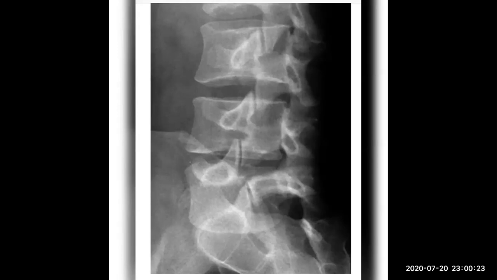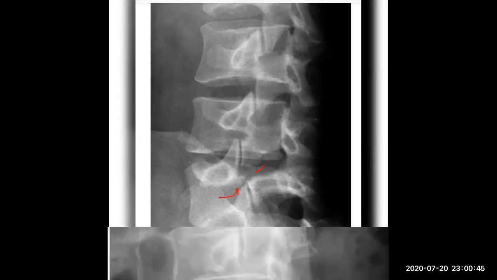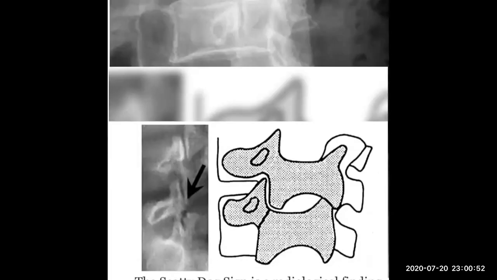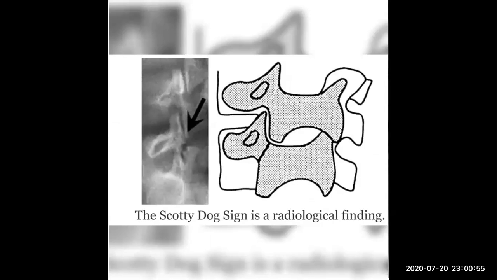Okay, very good. There is a defect in the pars interarticularis. A decapitated Scotty dog. This is a defect here, this is the Scotty dog defect. And this is indicating what? Spondylolysis, very good. This is the Scotty dog here, and this is the defect in the neck.